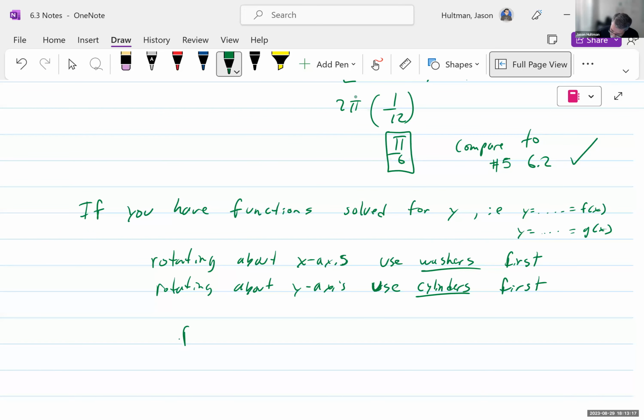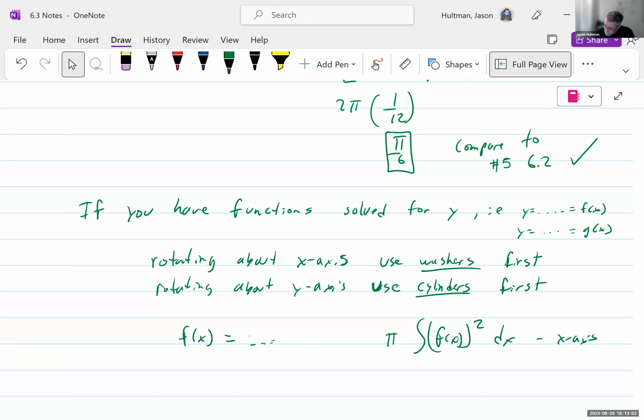So if I see an equation and I'm rotating about the x-axis, and I see an equation that says, take this function, f of x equals, blah, blah, blah, and rotate it about the x-axis, well, that's nice and easy. Because what do I do? I do pi times f of x squared dx. Boom, washers, done. That's about the x-axis. I don't have to solve for x in terms of y. I would only have to do that if I was rotating about y. That makes sense?